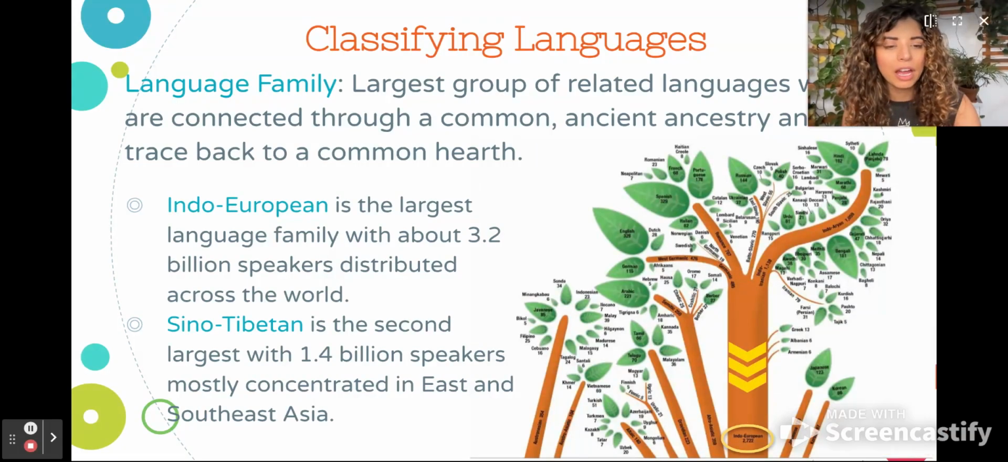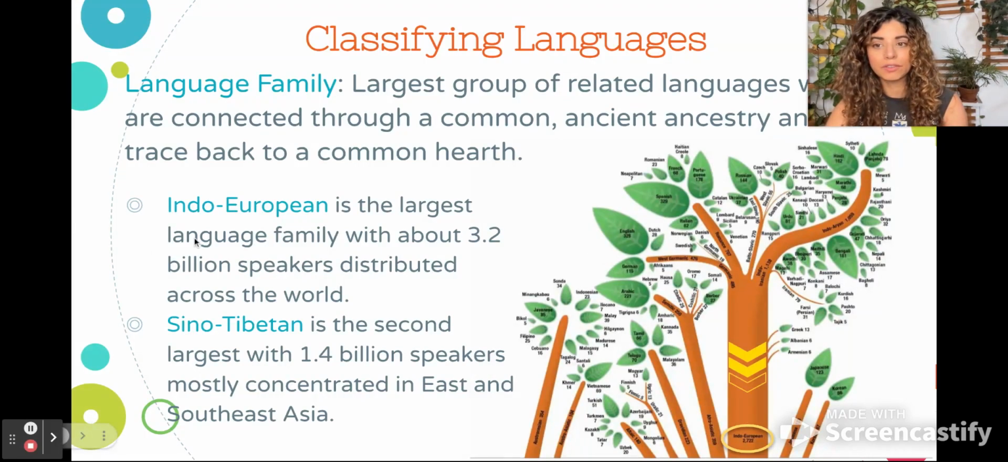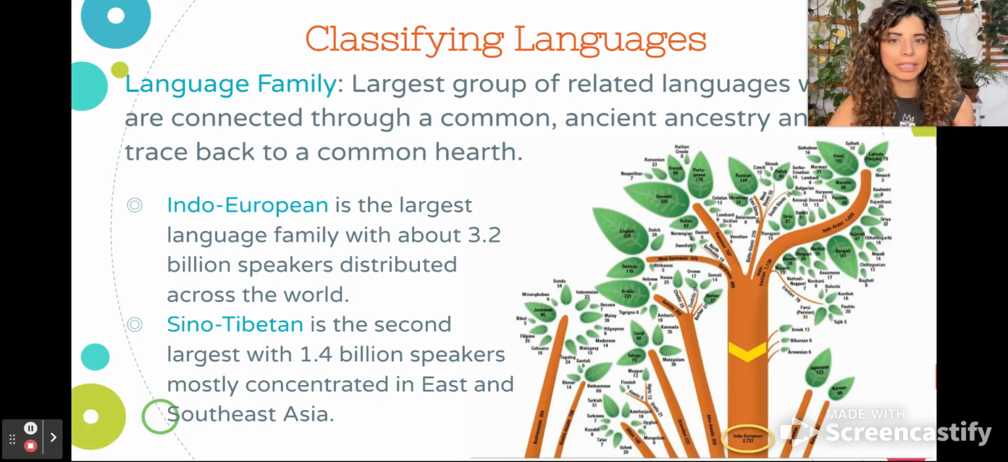Let me move myself. Right here in this image, this would be like that main part of this language family tree. There are two main ones, the two largest ones. First one is Indo-European. The second one is Sino-Tibetan. And both have come out on the exam before. So these are definitely the two that y'all should know and be familiar with.